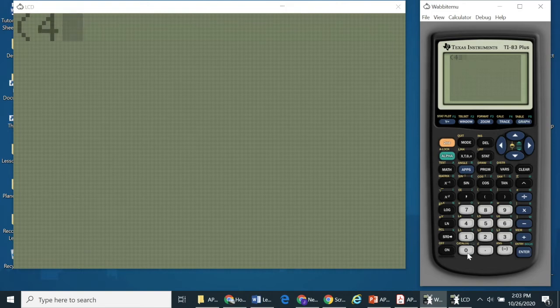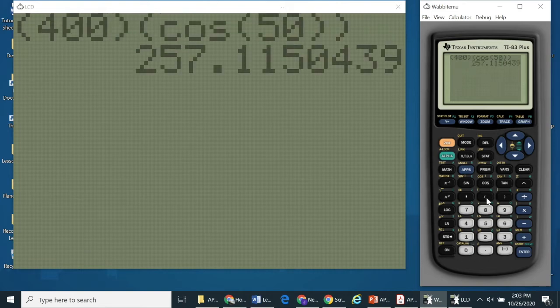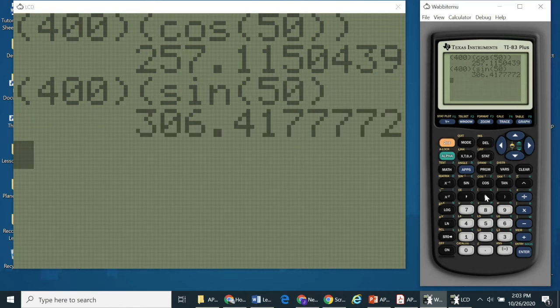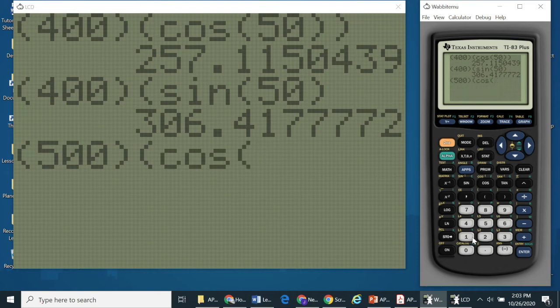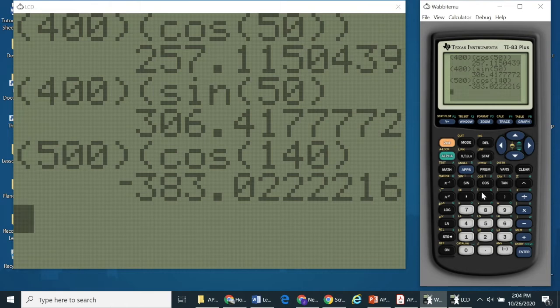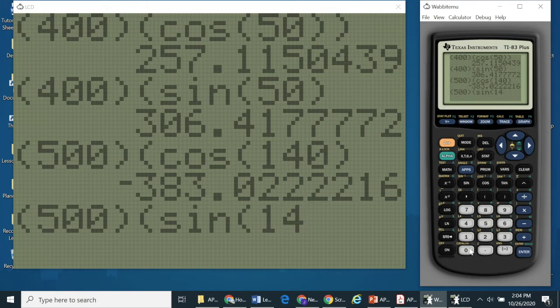400 times the cosine of 50, 400 times the sine of 50, 500 times the cosine of 140, and then 500 times the sine of 140.